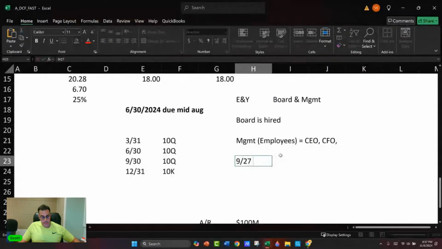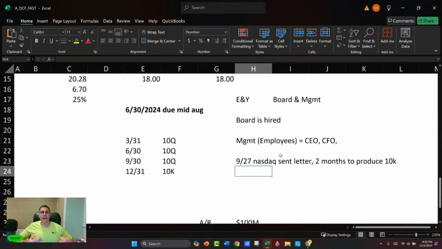The funny thing is, the NASDAQ sent this company a letter on 9/27 saying they have 2 months to produce the 10K. And it's been 2 months, and they didn't produce it. So you would think this company would get delisted, but not. That's the thing. Usually they say if your stock trades below $1, you could be delisted. But then when it trades below $1, you just get a letter from the NASDAQ or whatever the agency is that you trade on. And they usually just keep giving you extensions.